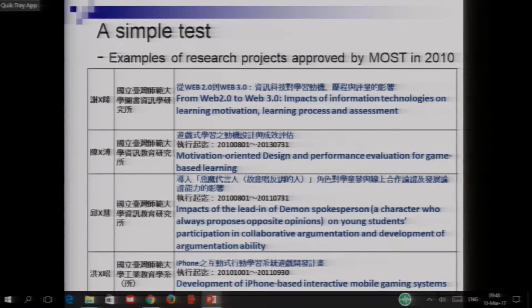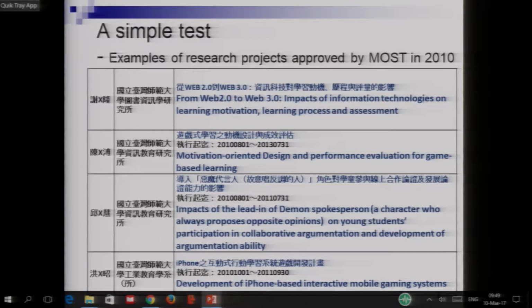Yes or no? Does it still have a chance to be approved this year, such research topics? Yes or no? Okay, I will say yes. But why? Please find the most important keyword in this title. Which one is the most important keyword? Collaborative, okay. Argument, okay. But if you can only choose one, collaborative or argument?